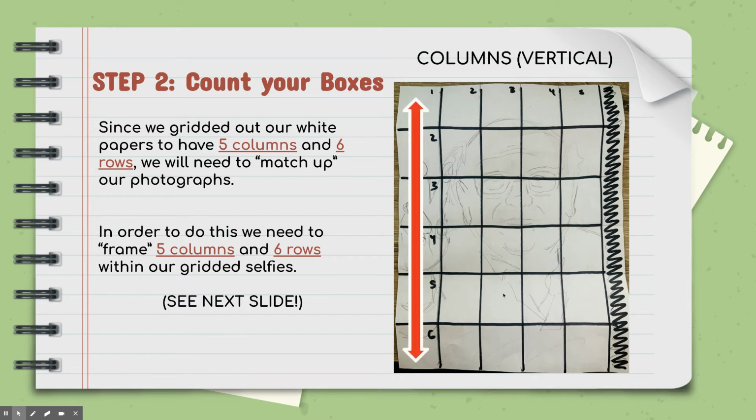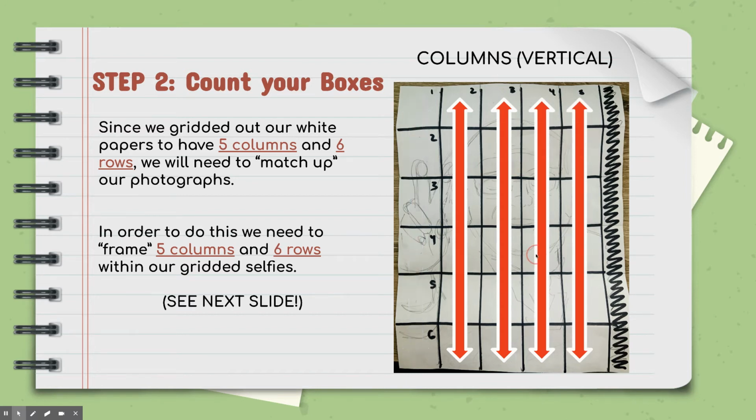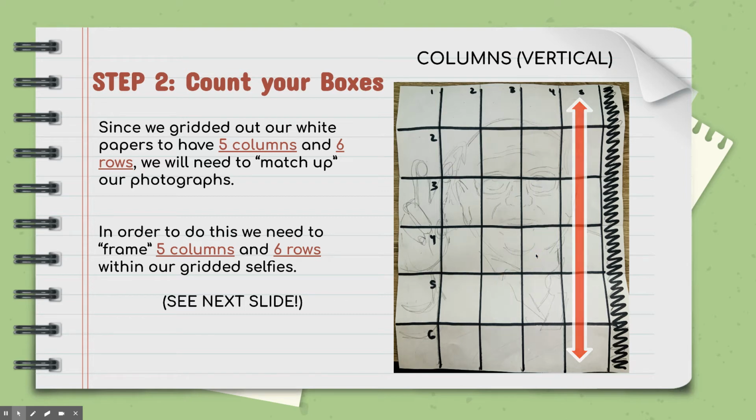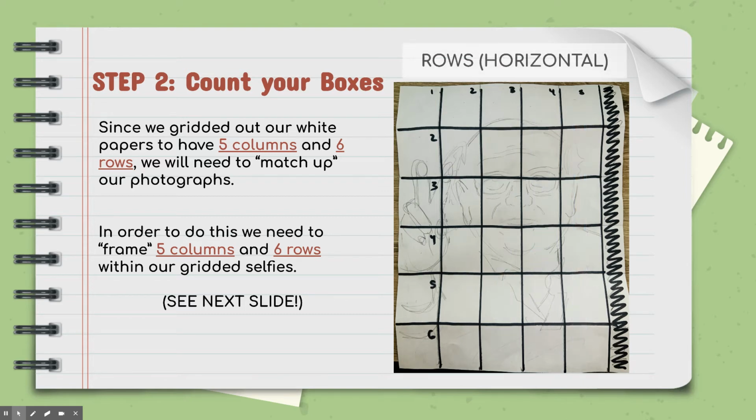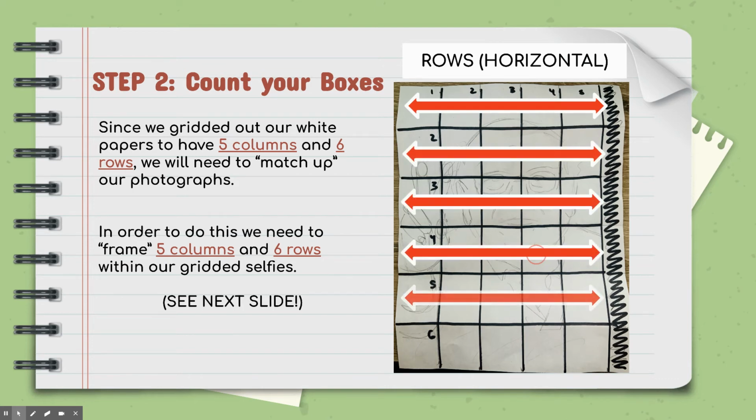Okay, so again, your white paper has 1, 2, 3, 4, 5 columns, so up and down sections, right? And 1, 2, 3, 4, 5, 6 rows. If your gridded paper does not have that, you need to go back and fix it, okay? So every single one of your papers should have 5 columns and 6 rows.